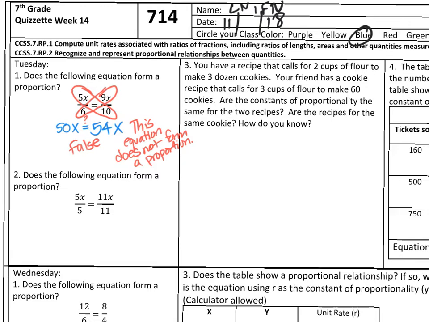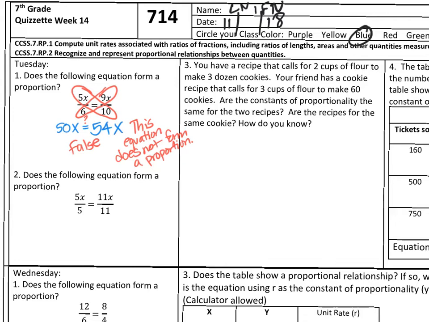Number two. Does the following equation form a proportion? Oh, it's asking you the same thing. Let's go ahead and cross multiply. Well, the first thing you can do is check to see if you can manipulate the first fraction or the first ratio to get you the second ratio. Can you multiply 5x and 5 by any other number to get you 11x or 11? You could probably find the decimal, but I don't want you to do that much work. I just want you to cross multiply.